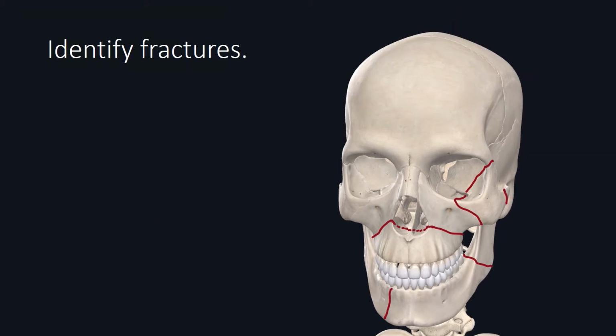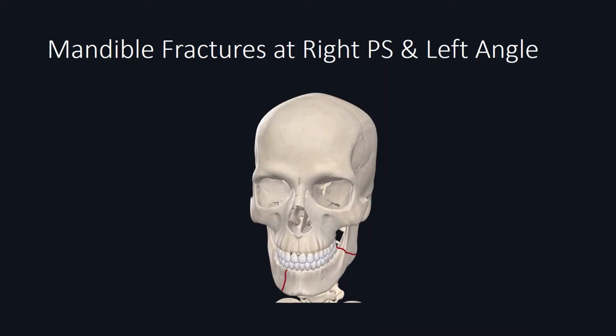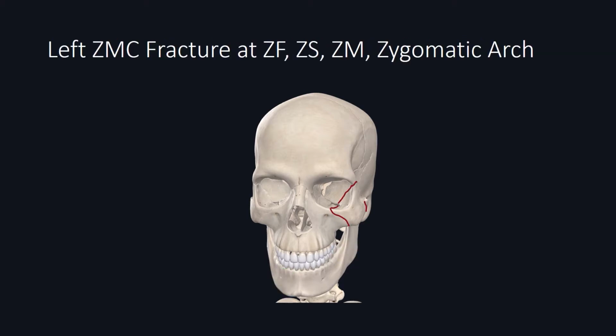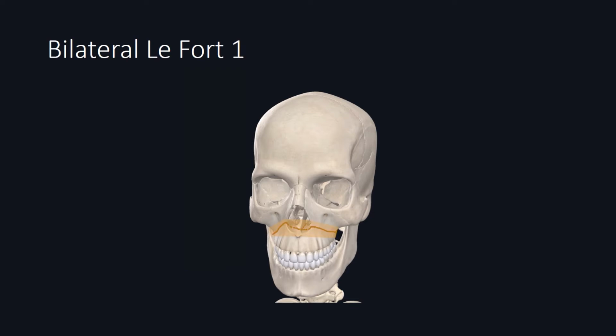So with that in mind, we'll start out by discussing these fracture patterns and break it down into smaller units, and then we'll put it all back together at the end. So here we have right parasymphysis and left angle fracture. Here we have zygomaticomaxillary complex fracture involving the 4 suture sites. And here your Le Fort 1 fracture involving the hard palate with bilateral pterygoid fracture involvement.